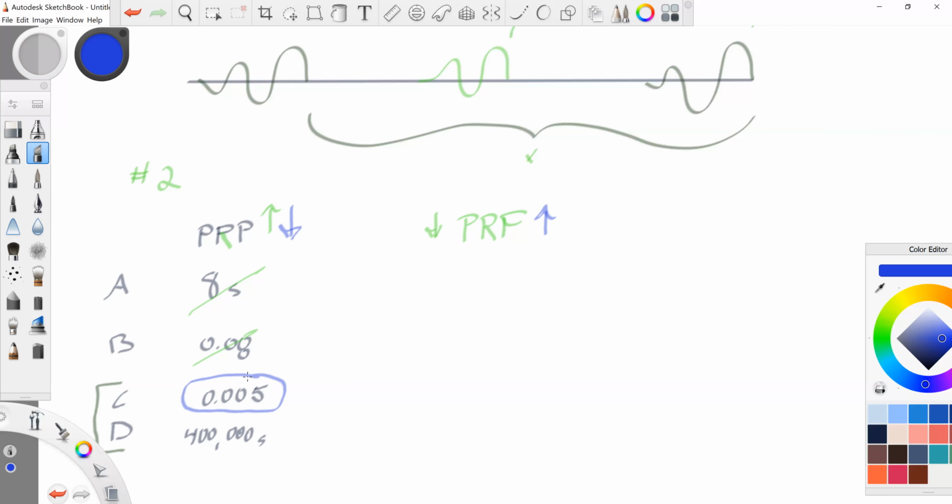And we could find out what this is. I need my phone here for a calculator. 1 divided by 0.005. Let me show you what I'm doing. So the PRF is 1 over PRP. It's the same thing. So 1 over 0.005 equals 200.